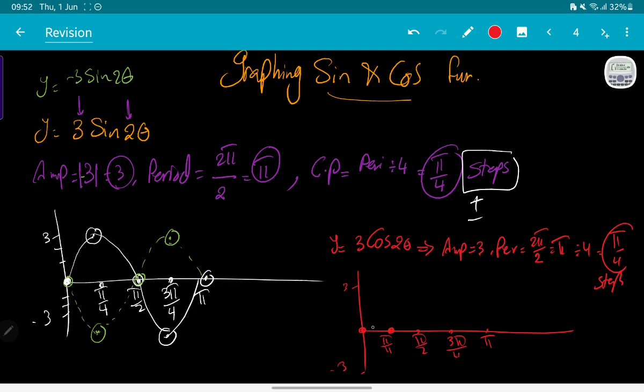Here, for the cosine, we don't start from the theta axis. We start from the maximum, then go back here again, then this is the minimum, again maximum, again here, and so on.